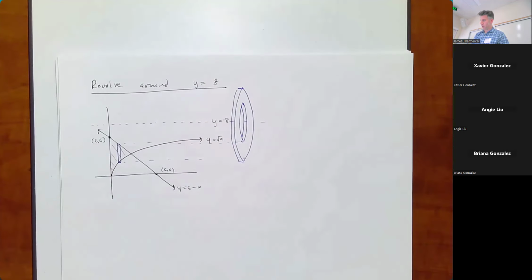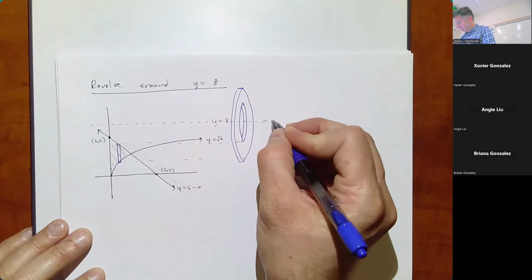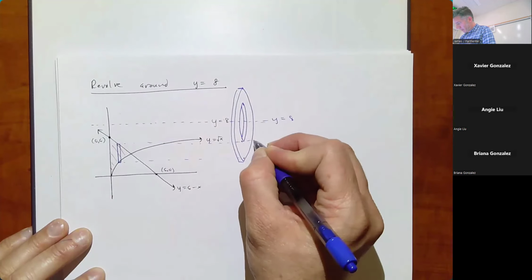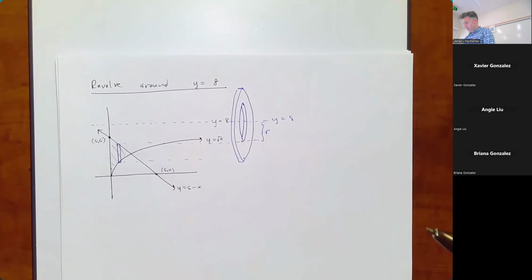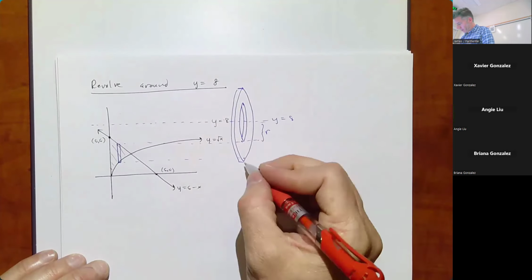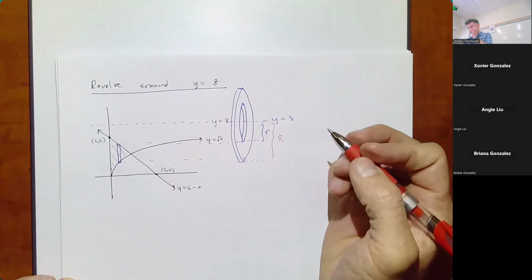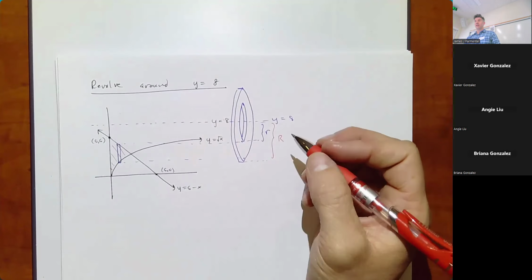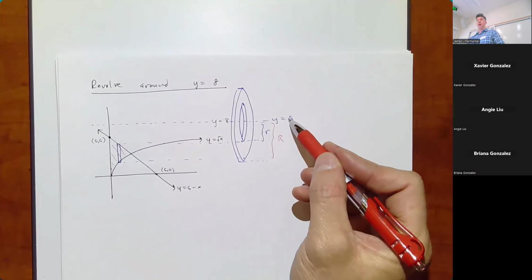Great. That's pretty good. So then, here's y equals 8. Here's my inner radius, or my smaller radius. And here's my outer, or larger radius. And what I want you to observe here is that the outer radius is going to be the difference between my axis of rotation and the function that's further away.